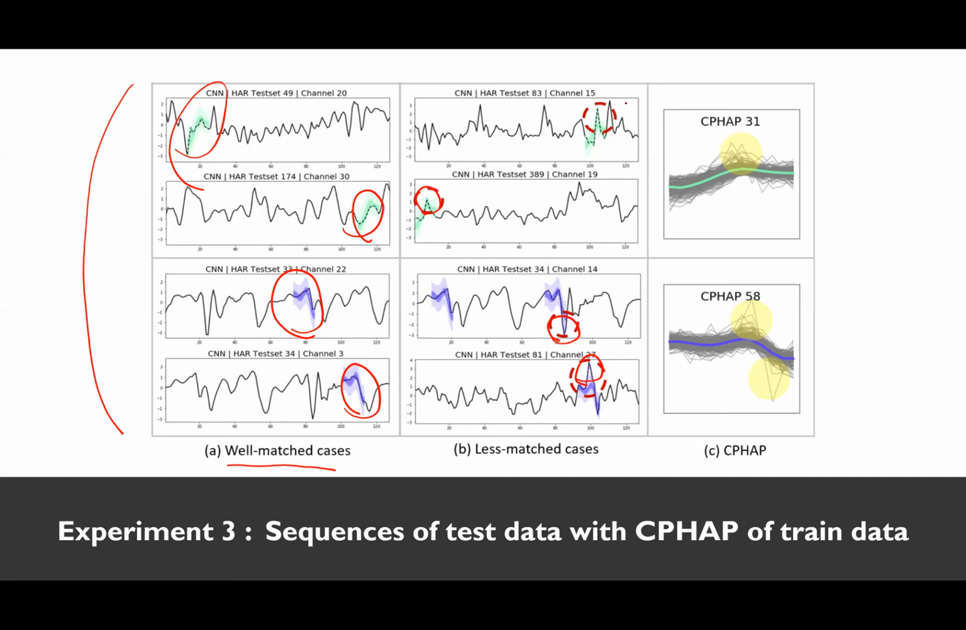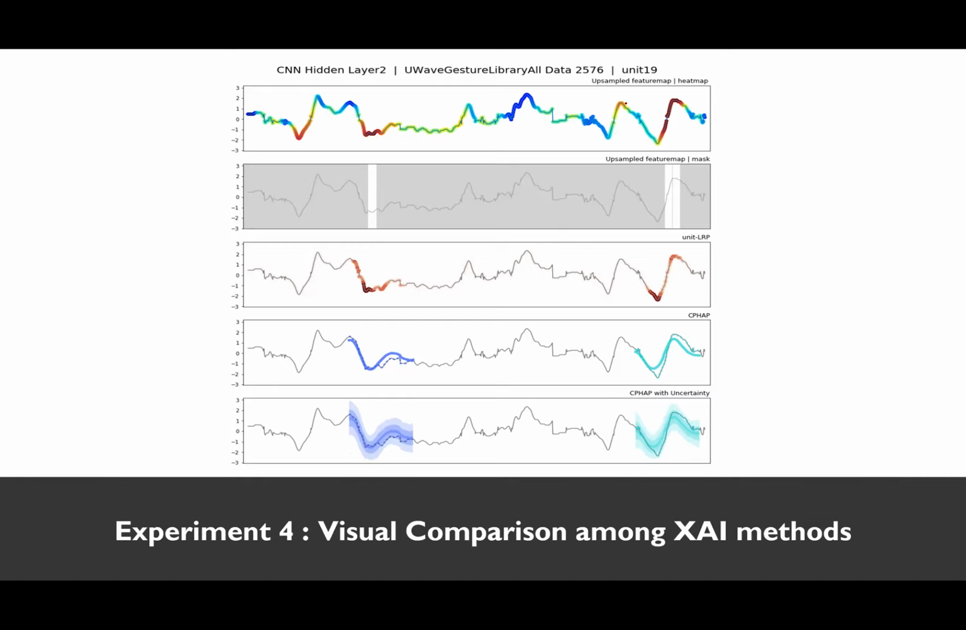And also we can visually compare this method with the LRP method, an existing XAI method. This is the up-sampled feature map, showing which features are highly important in the last layer of the linear mapping. And also this is an up-sampled feature map. If we only up-sample the highly important features, that is what we will get. And this is a unit LRP. If we apply LRP in the unit, on the highly activated one, this is what we will get. And this is our clustered pattern, right?